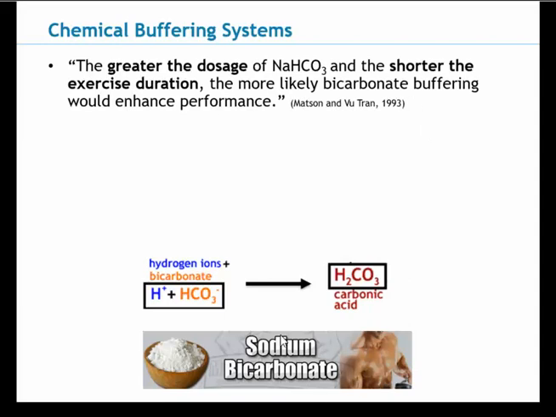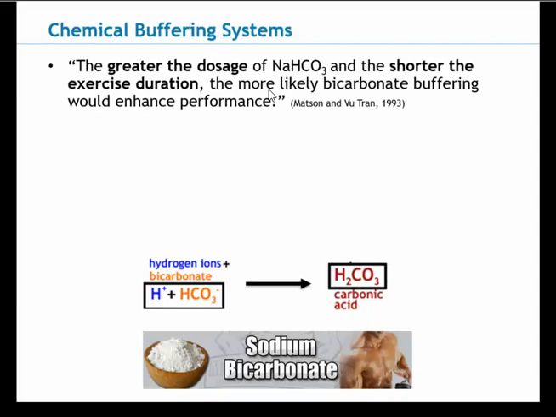So I already mentioned sodium bicarbonate is basically just baking soda. One study found that the greater the dosage and the shorter the exercise duration, the more likely the bicarbonate buffering system would enhance performance. So supplement with 5 grams of sodium bicarbonate a day to reduce muscle acidity. But if you go over that dose, it may cause an upset stomach.